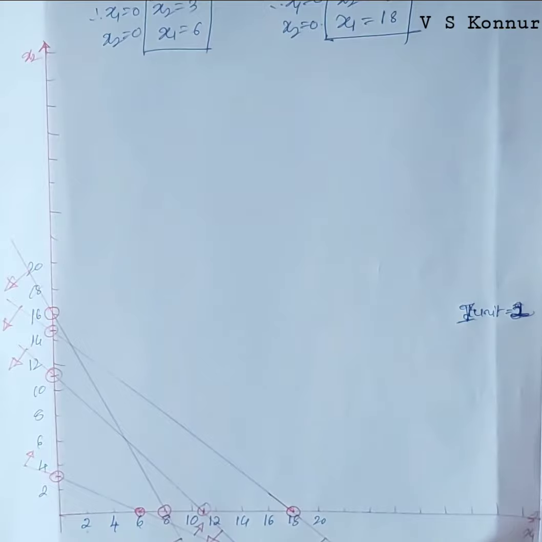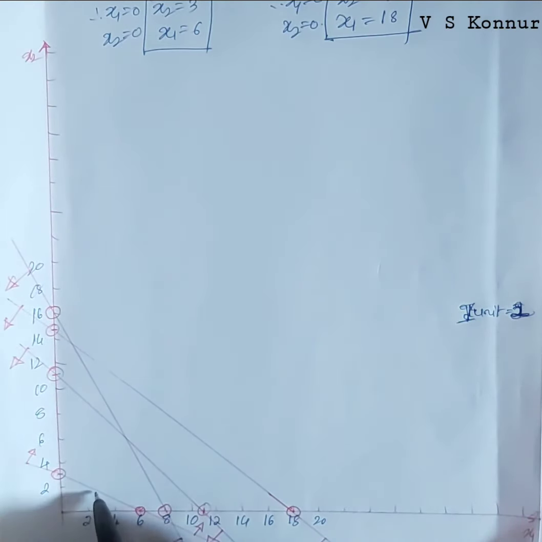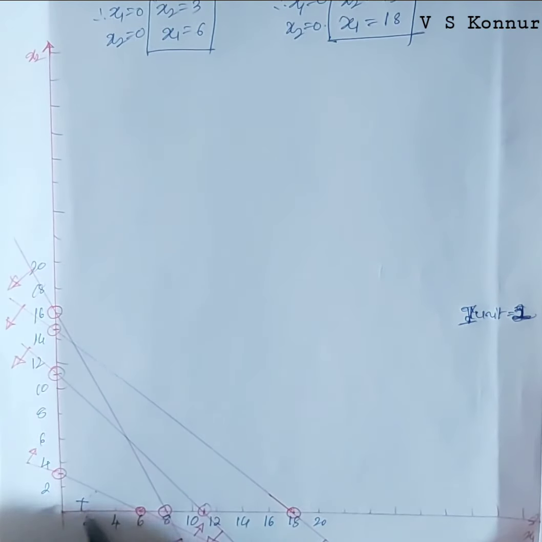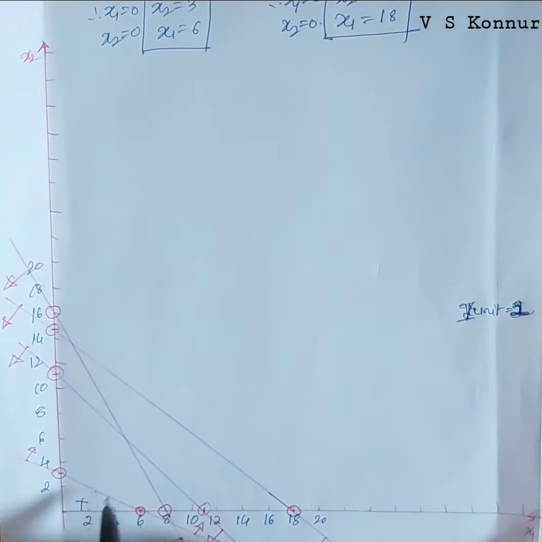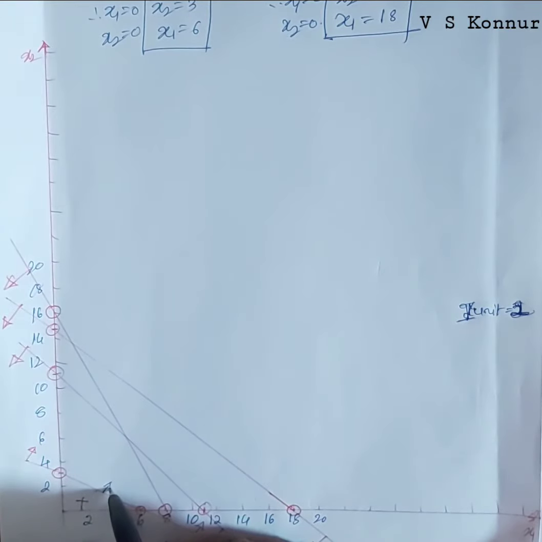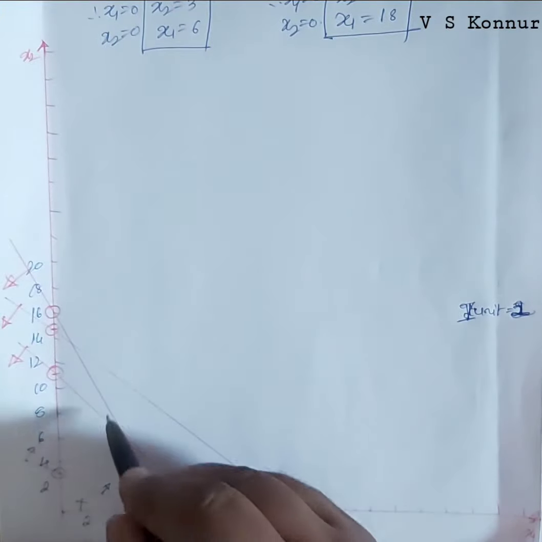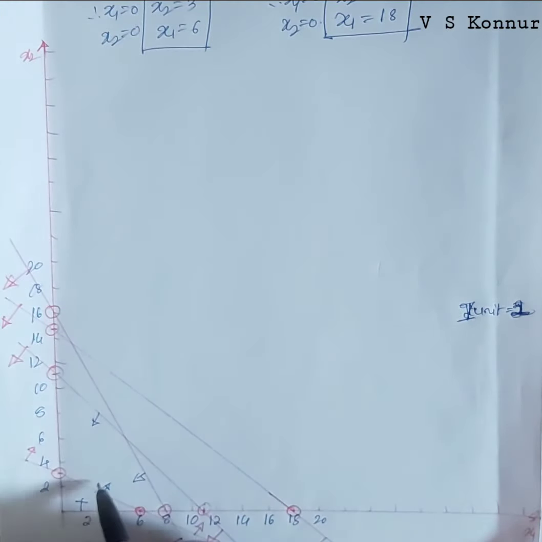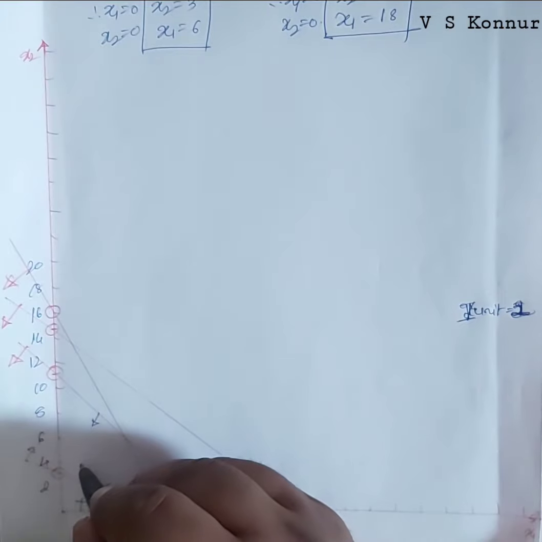Right. Now I have to check the feasible region. Only one line is there away from the origin. This will not be considered because the line which is here is away from the origin. Now you can consider this: this line is inside, this line is inside, this line is inside. So this region is considered as the feasible region, the solution space.